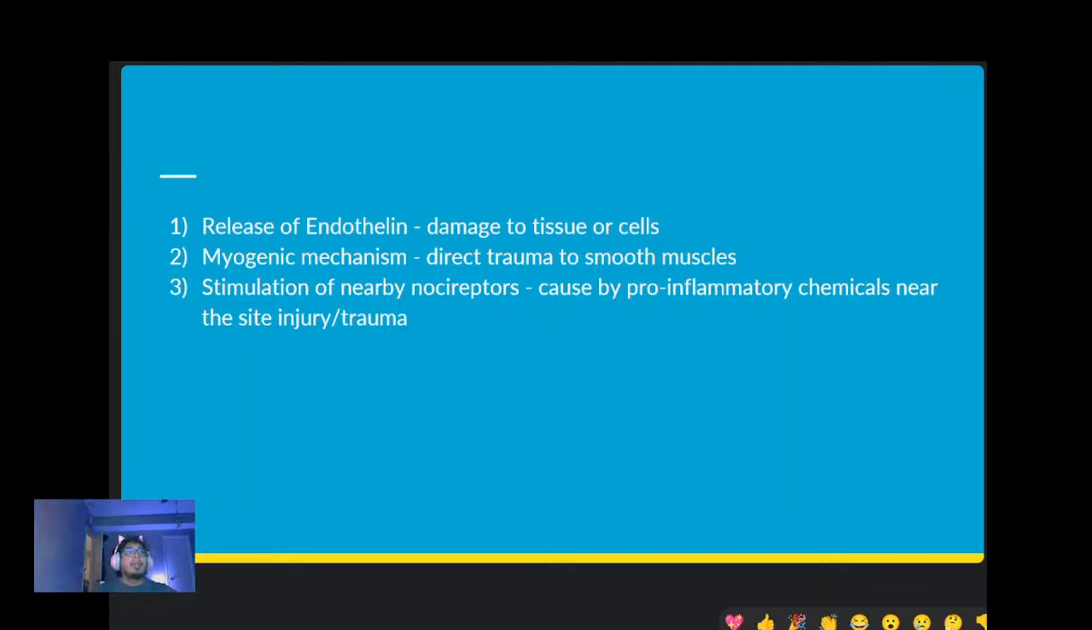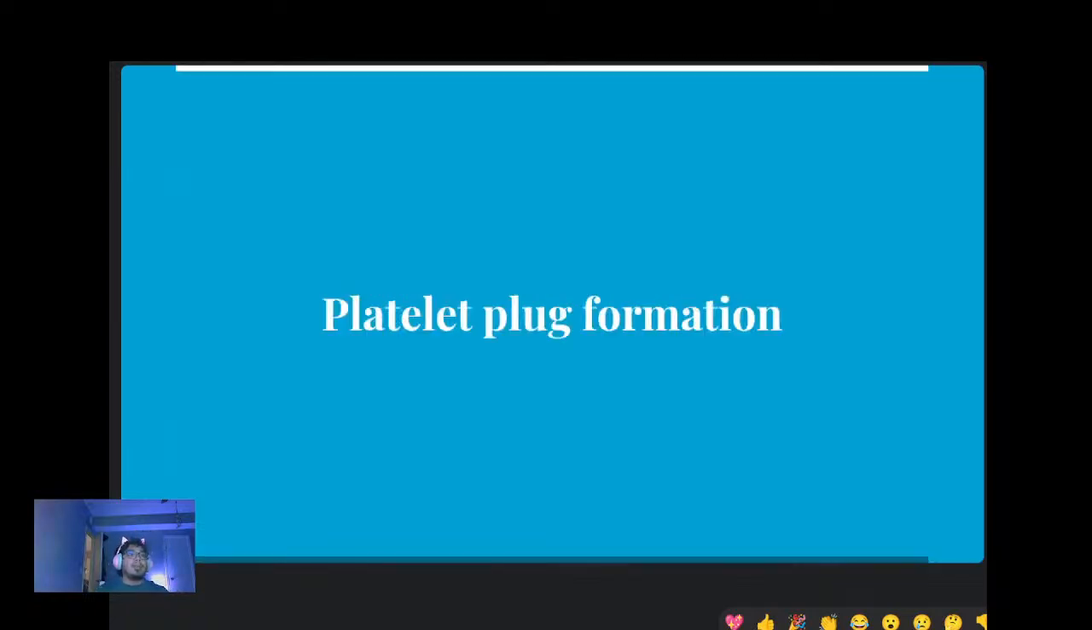Now, we move on to the next series of events, which is platelet plug formation. This is the start of primary hemostasis. I want you to put primary hemostasis here because moving forward we'll be talking about primary hemostasis, secondary hemostasis, and tertiary hemostasis or fibrinolysis in some books. Now, platelet plug formation.